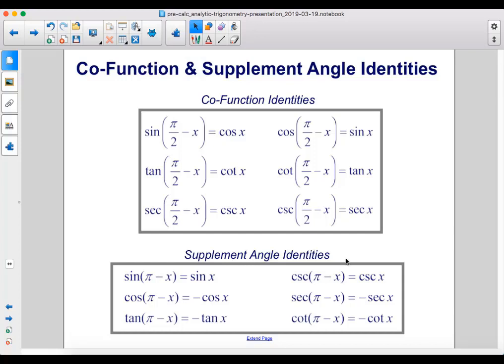And the supplement angle identities: sine of pi minus x equals sine x, cosecant of pi minus x equals cosecant x, cosine of pi minus x equals negative cosine x, secant of pi minus x equals negative secant x, tangent of pi minus x equals negative tangent of x, and cotangent of pi minus x equals negative cotangent of x.